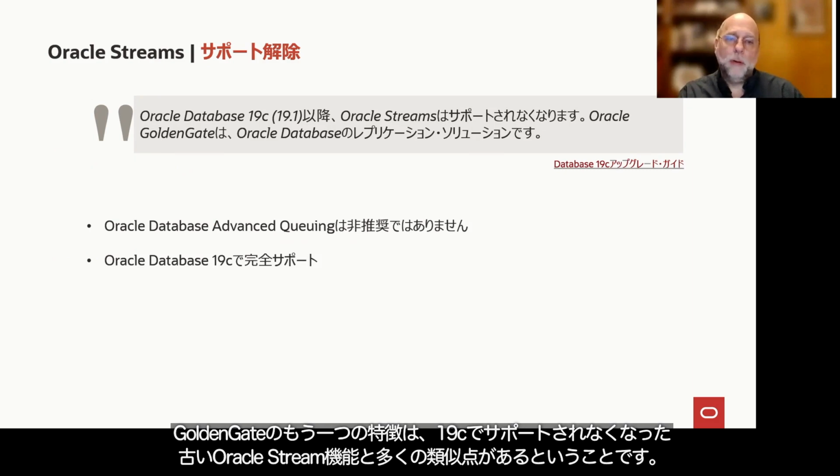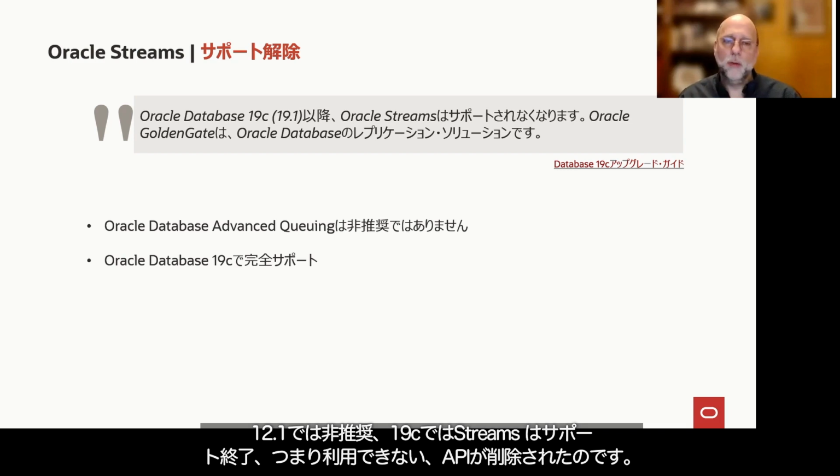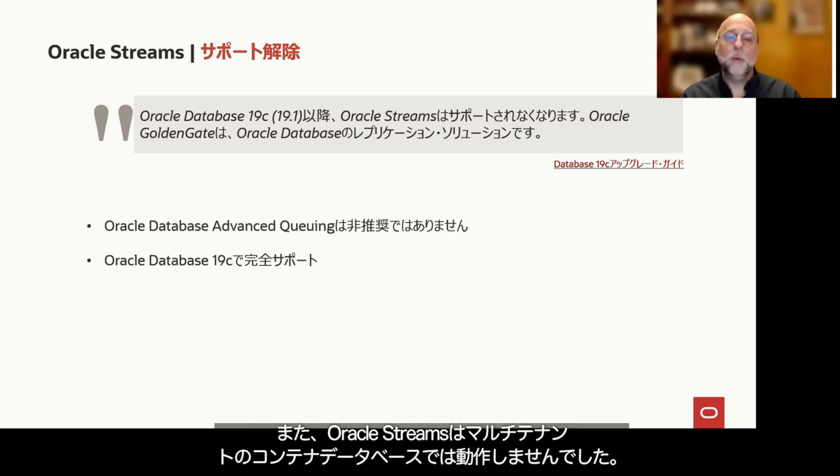Now, another thing about GoldenGate is that it does have a lot of similarities to the old Oracle Streams feature that has been desupported in 19c. Oracle Streams was deprecated back in 12.1. And remember last webinar when we talked about multitenant, I explained the difference between deprecation and desupport. It was deprecated in 12.1. Streams is desupported in 19c. It's not available. The APIs have been removed. And Oracle Streams has never worked with multitenant container databases anyway.